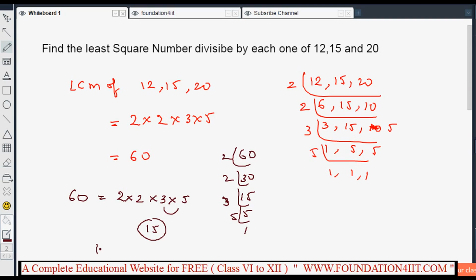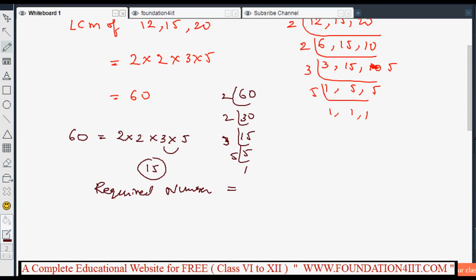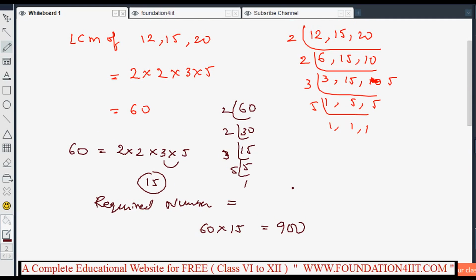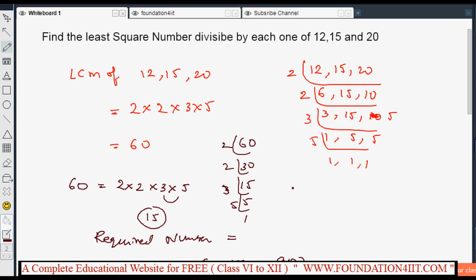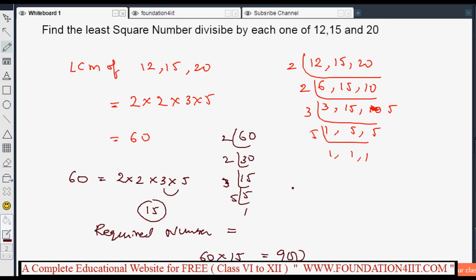Hence the required number is equal to 60 into 15, that is 900. So that means 900 is the least square number that is divisible by each one of 12, 15, 20. That means 900 we can divide by 12, by 15, and the same 900 we can divide by 20 also. That is the least square number they asked. 60 is just a number, but the square number is 900.